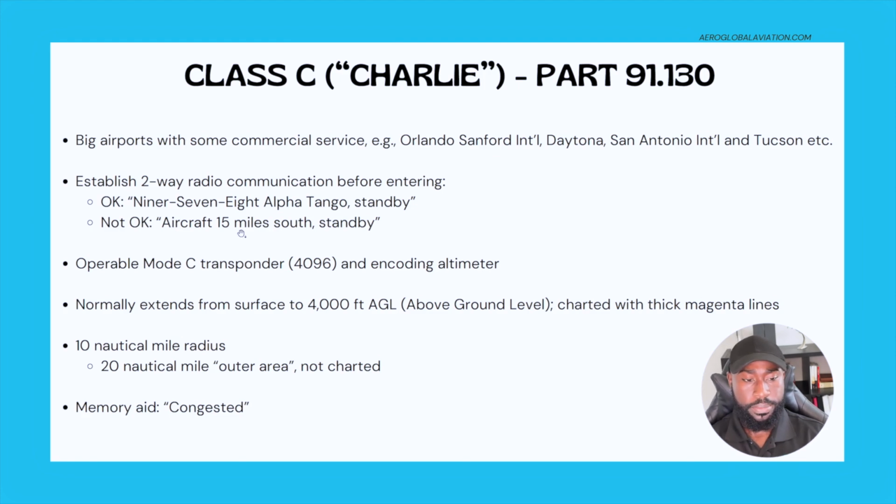So that's the idea. Another requirement is you need an operable Mode C transponder on your aircraft. The dimensions for Class Charlie typically start from the surface up to about 4,000 feet AGL. It's charted with thick magenta lines, like we've seen in the legend. The radius is usually about 10 nautical miles. In some cases, Class Charlie has two rings, as you'll be seeing shortly. The inner radius is typically about 10 miles, and the outer area is about 20 miles wide. The memory aid you can use to remember Class Charlie is congested airspace.